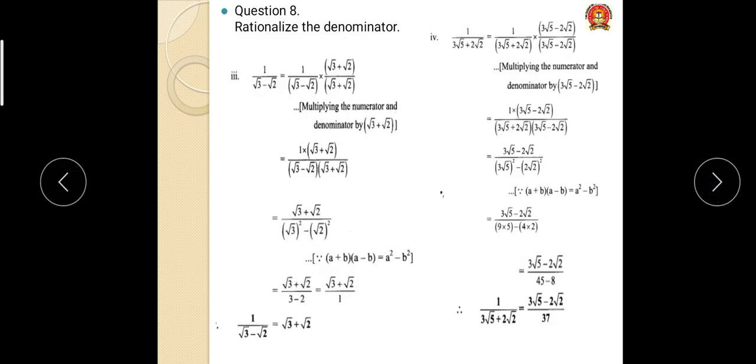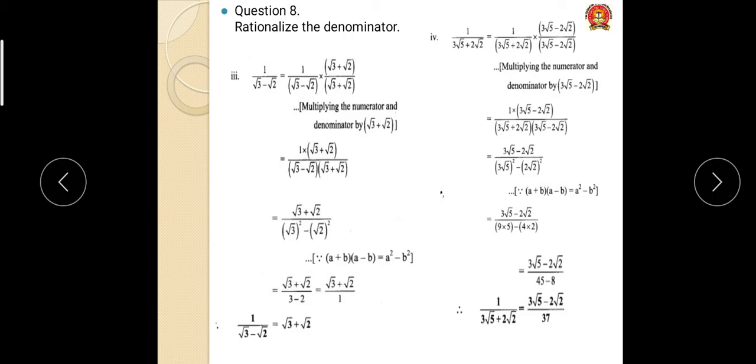Now this one is the last question from your practice set. This is also very simple, that is, rationalize the denominator. Why am I explaining the third and fourth questions? The first and second questions are your homework. Question number 8, questions first and second are your homework. The third and fourth are a little bit hard, so I am going to explain them.